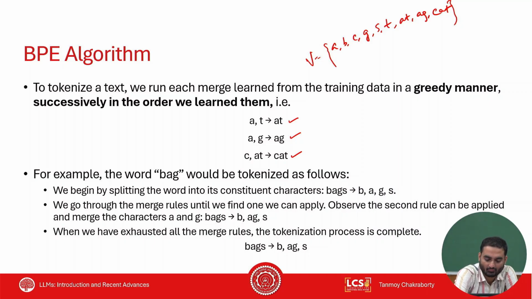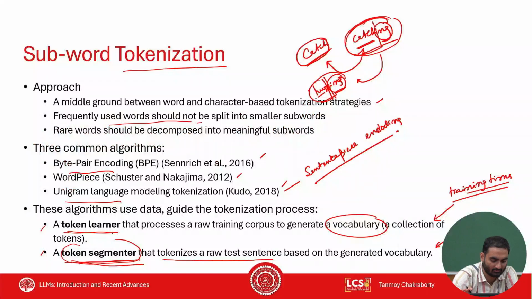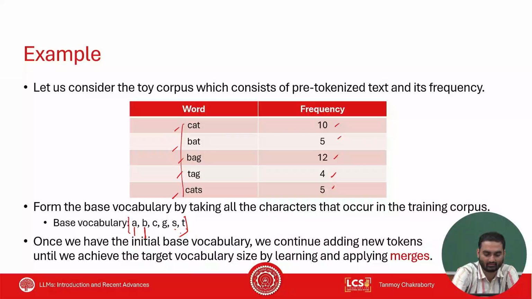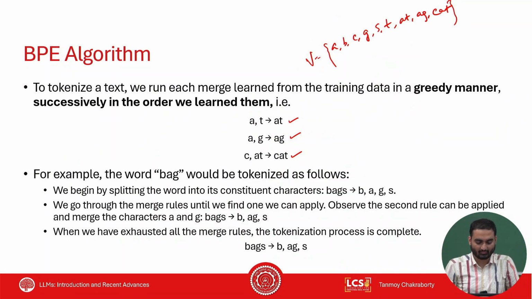Now let's see what happens during the test time. So this, you remember, again I'm going back and forth, is the task of the token learner. Whatever I discussed so far is the task of the token learner, to learn the tokens and the vocabulary. Now we are executing the token segmenter. Whatever was learned in the tokenization stage, those rules and that vocabulary will be used to segment unknown tokens. Let's say the word is BAG in your test set.